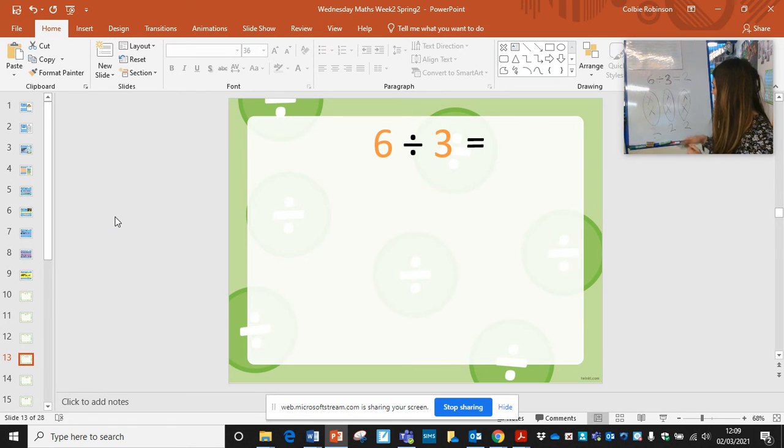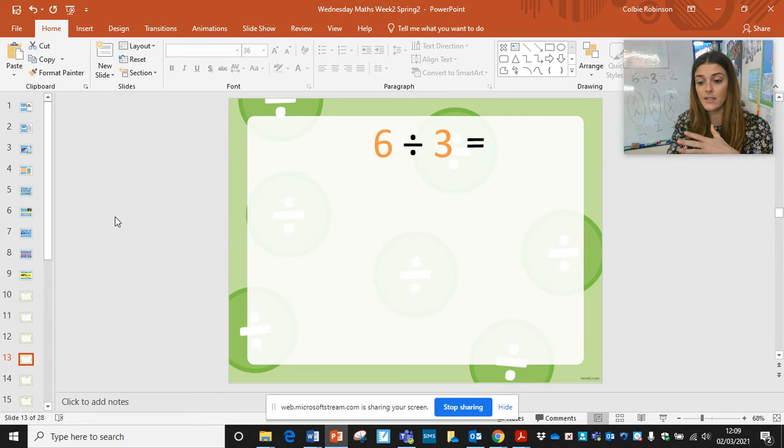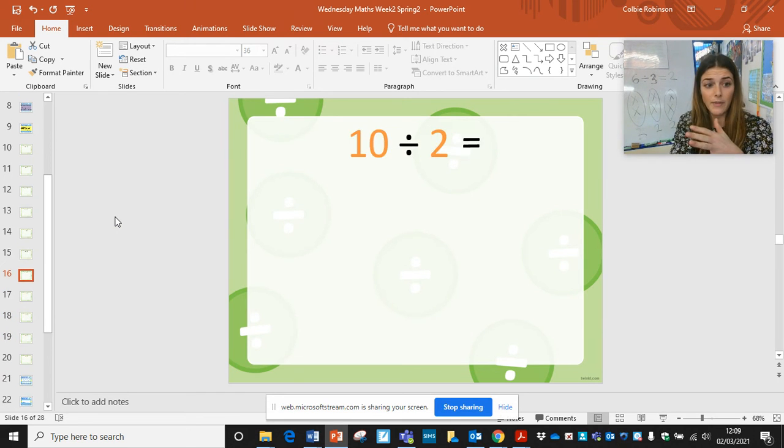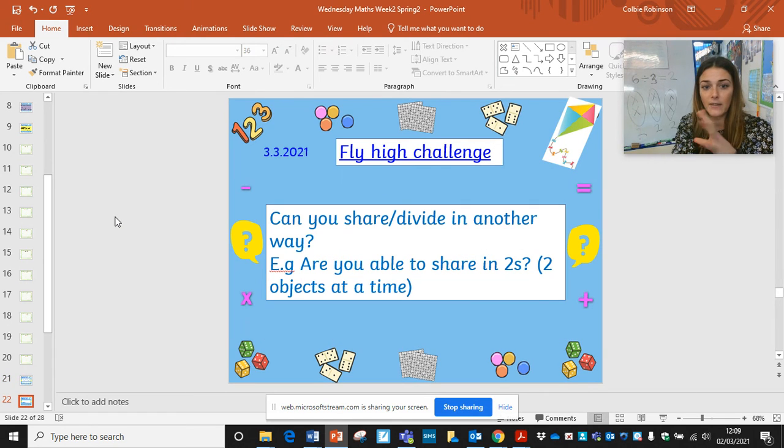Okay, brilliant. So work your way through the slides, okay, with the different numbers. And then at the end of those, there's a fly high challenge question for you to try, a bit more of a word problem to build you up to Friday's learning, which will be all about word problems, using arrays to work out word problems. And then there are some more questions just to prompt your understanding of division. So really think about these questions.